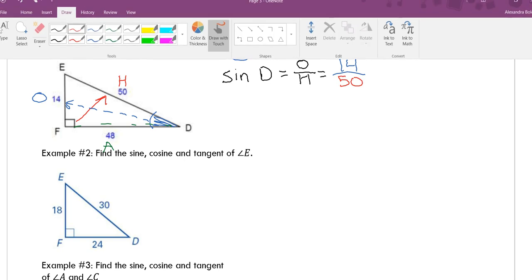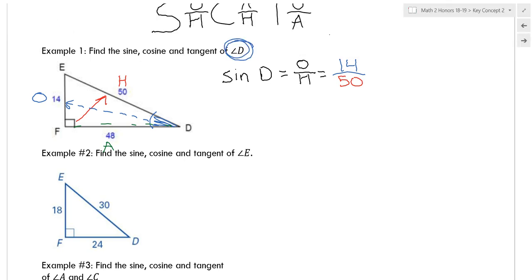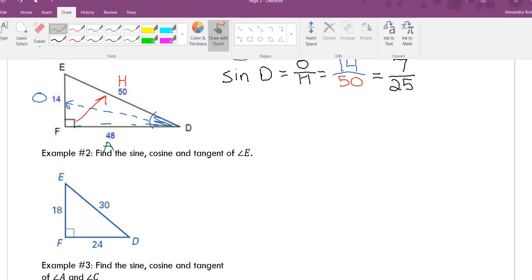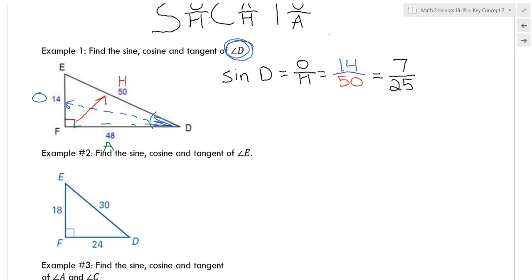Then I simply have to reduce my fraction. In my mind, I see both of these can be divided by 2, so you get 7 out of 25. You can also type it in your calculator to help you out. If you're using your own little one, you have to divide it and then switch it to a fraction. But 14 out of 50 is the same as 7 out of 25 because both of those divide by 2. Okay. So that's for sine. So now we're just doing the same thing with cosine.